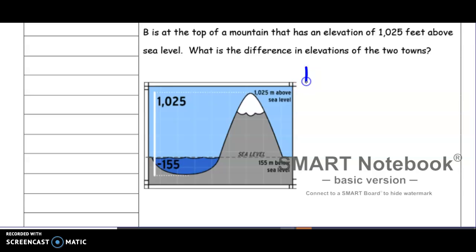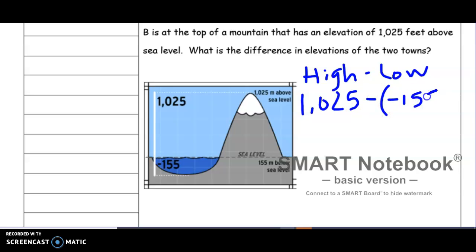So last week we talked about a diving board question, and we looked at the distance from the top of the diving board to the very bottom of the pool, and we talked about the highest point minus the lowest point gives us the difference between the two. So we're going to do the same kind of thing here. The highest point is 1,025 feet, and the lowest point is negative 155 feet. And the key part is that when we have minus a negative, a double negative, it actually becomes a positive.